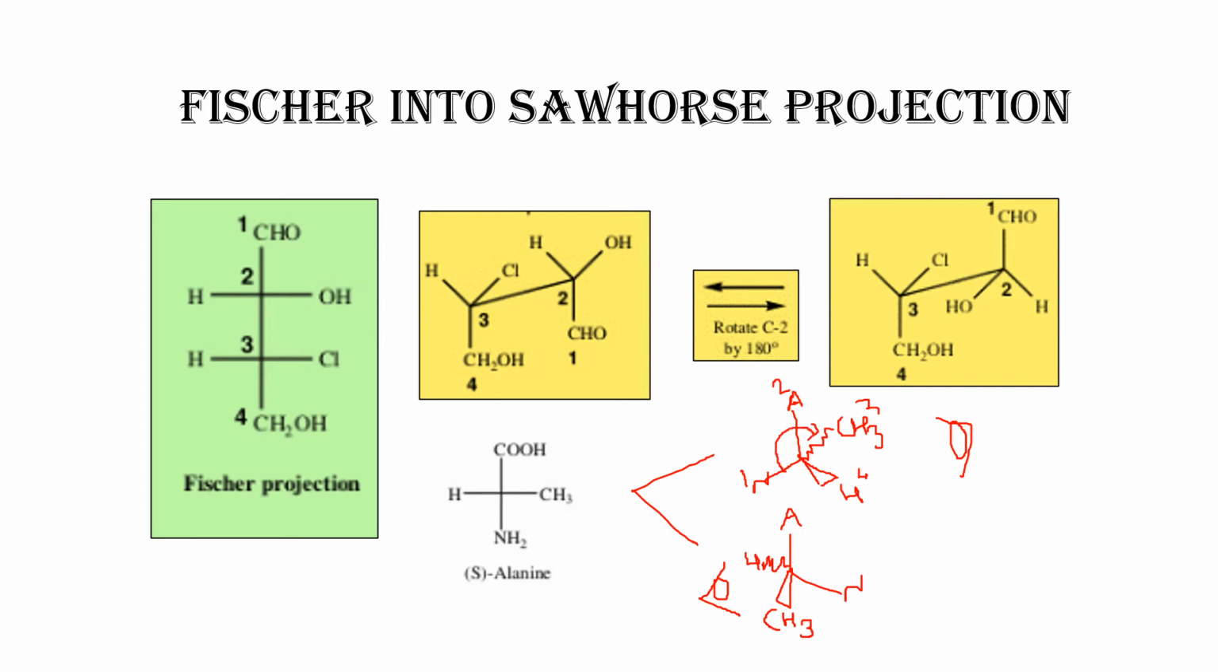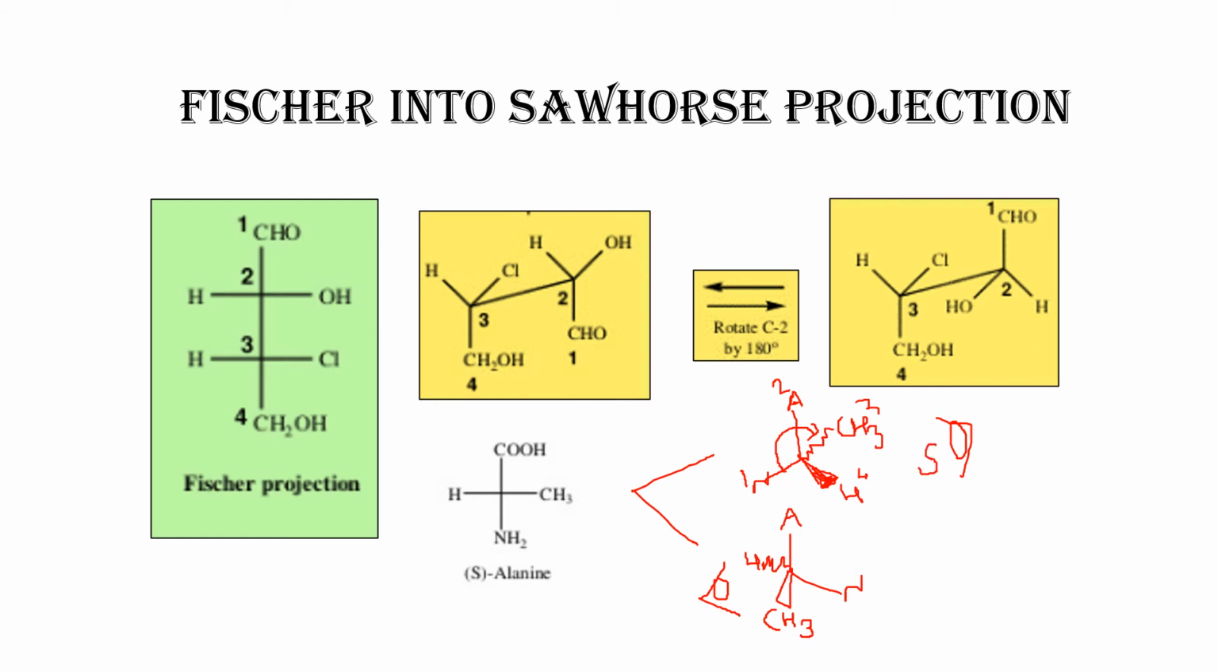And here, what is it? This is a, what is the configuration? R configuration. This hydrogen, it always should be away from the view. So if it is not away from the view, towards the view, it means it changes the configuration. Okay. So R means it becomes yes.